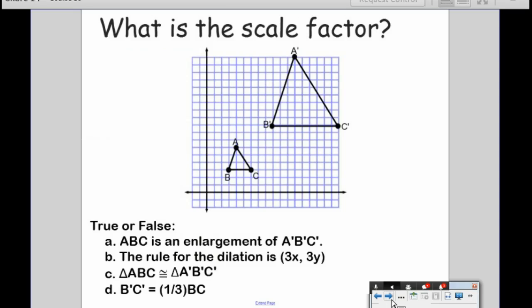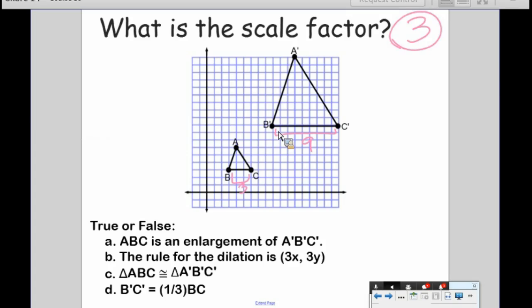Okay, we're going to do this slide because the true or false is important on this slide. Oh, we're already running out of time. Okay, what is the scale factor? So, I will go ahead and tell you. This is 9, and this is 3. So the scale factor is 9 divided by 3. Scale factor is 3.